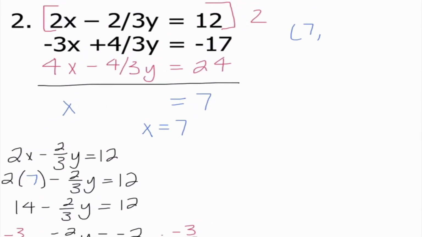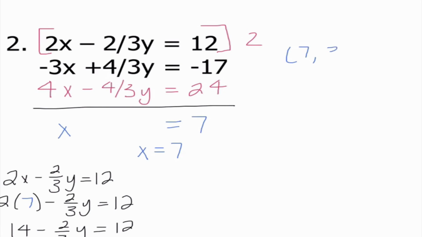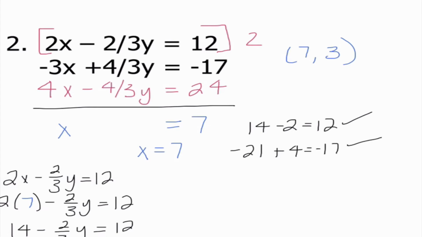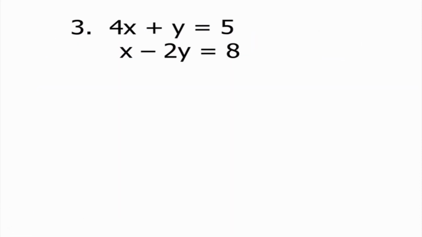So if I move back, I'm going to write my ordered pair here as 7, 3, and let's double check if this works. I would get 14 minus 2 is 12, which is true. Then I would get negative 21 plus 4 is negative 17, which is also true. So I know that 7, 3 is my solution. So once again, I did this by eliminating my y's by multiplying this top equation by 2. Let's take a look at number 3. Number 3, we have an option once again.